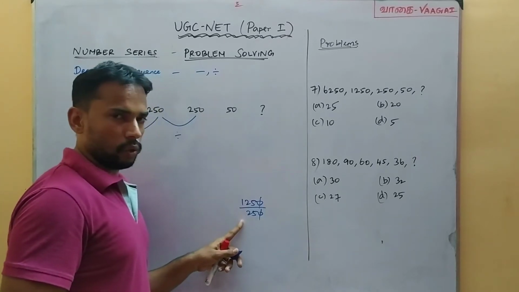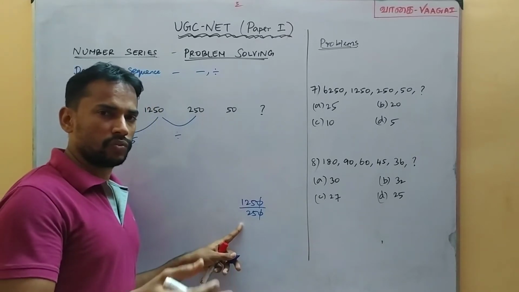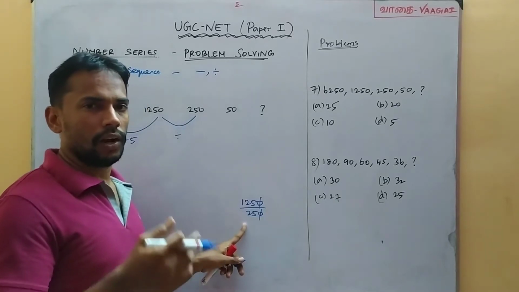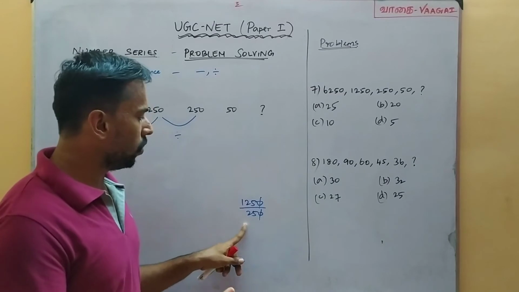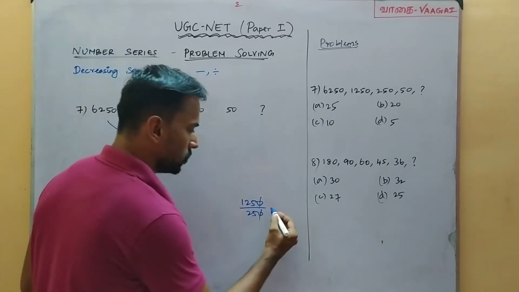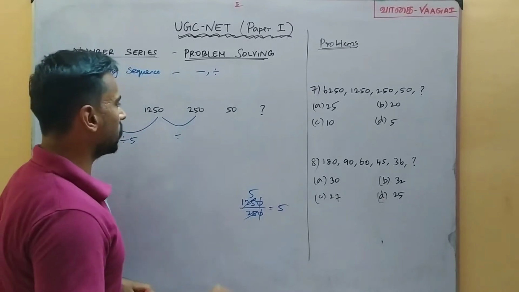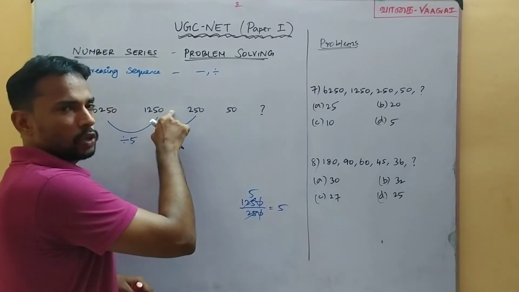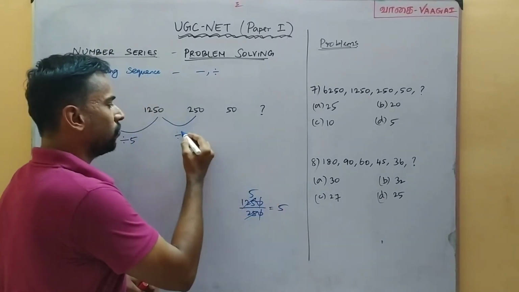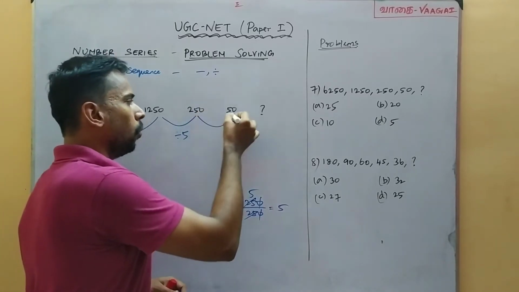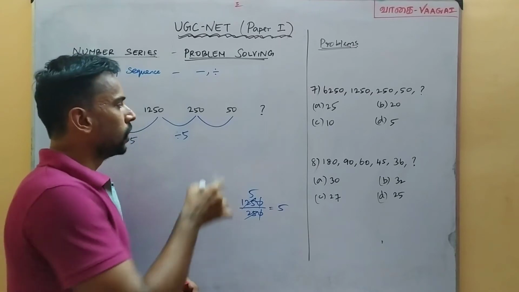So 25 ones are 25, 25 twos 50, 25 threes 75, 25 fours are 100, 25 fives, if we go, it will be exactly 125. So this is exactly 5 times. So that means once again we are able to get 1250 divided by 5 to get 250. Very easy.